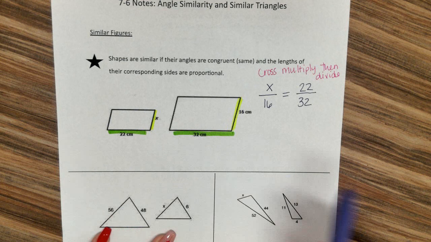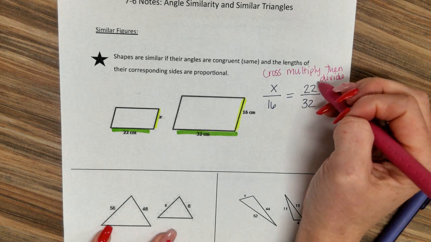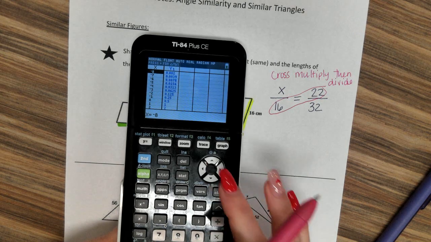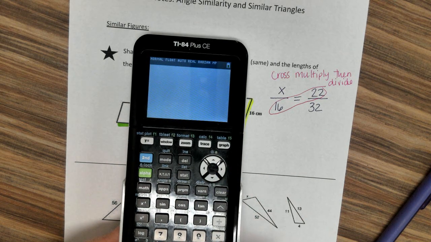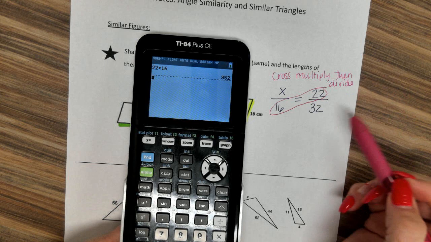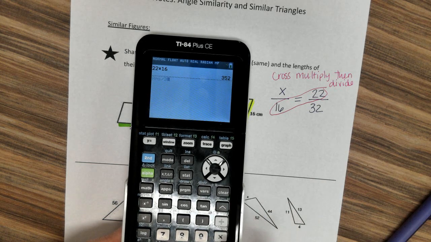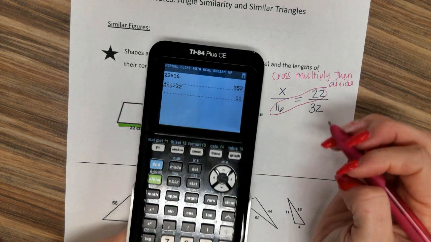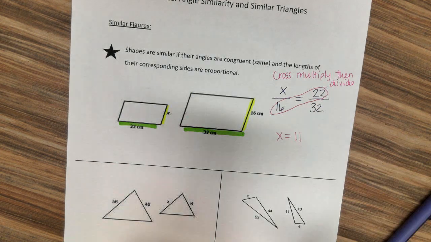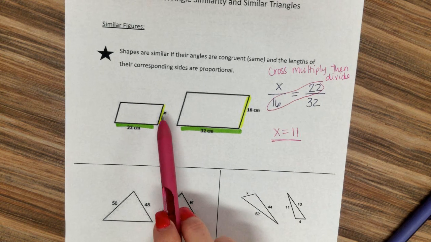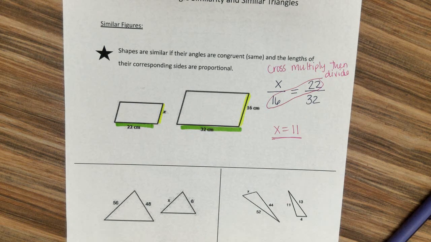All right, so we cross multiply, so we would do 22 times 16. And then you're going to divide by the leftover numbers, so divide by 32. And what is my answer? And then you just do a self-check and ask, does 11 look correct? Yeah, it does.